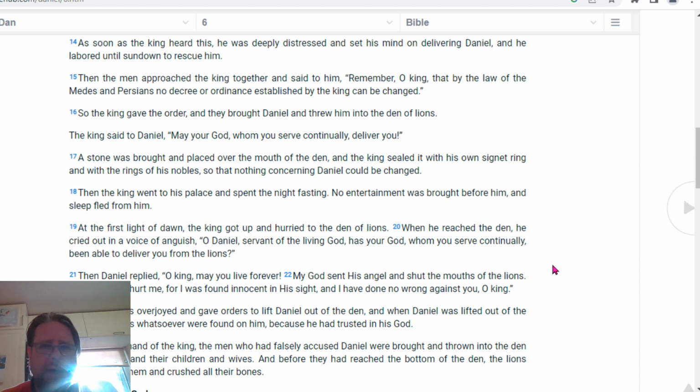Daniel 6, I went over Daniel 6 previously. Daniel was thrown into the lion's den, and a stone was brought and placed over the mouth of the den, and the king sealed it with his own signet ring and with the rings of his nobles, so that nothing concerning Daniel could be changed. So Daniel was thrown into a pit, and a stone was rolled over. Why are there so many references to stones being rolled over pits or holes in the ground? And this stone, again, is the Aleph Ben, the Aben.